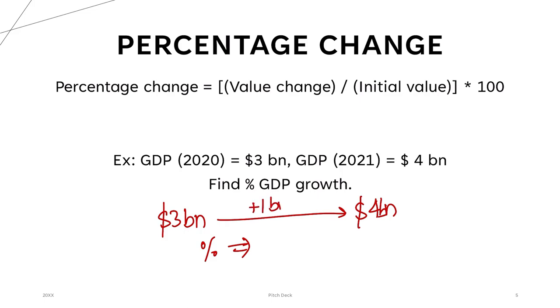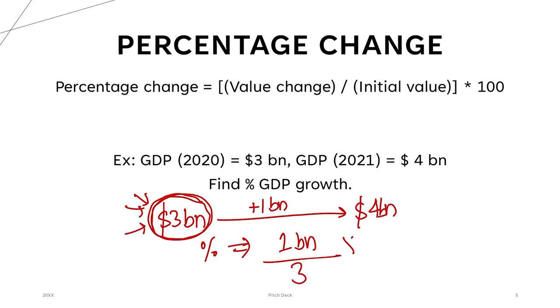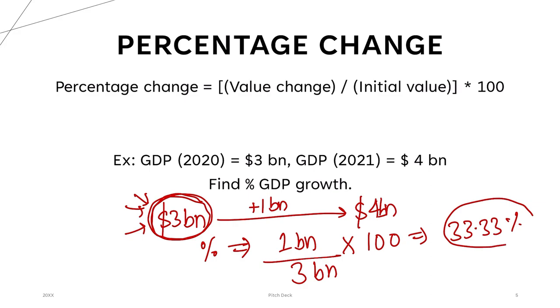Increased by 1 billion. So what is the value change? 1 billion divided by the initial value. What was the initial value? $3 billion. Not the final value; we have to take the initial value. 1 by 3 billion into 100. So 1 by 3 into 100 is 33.33%. So the GDP of this country has increased by 33.33%. This is what the GDP growth percentage means. Now moving on.